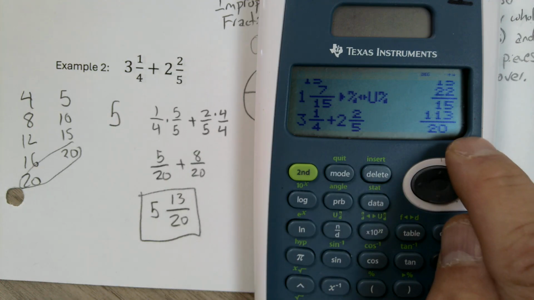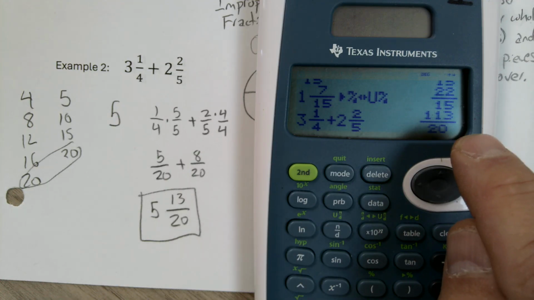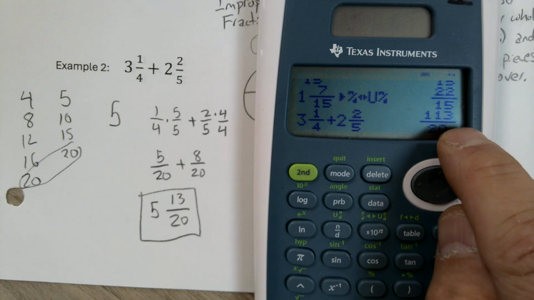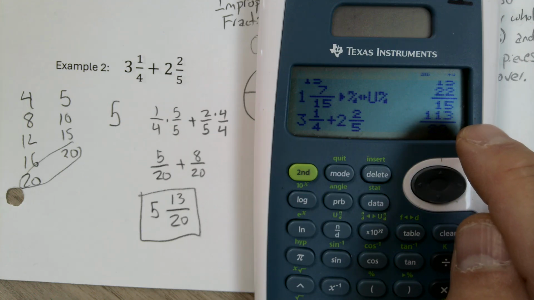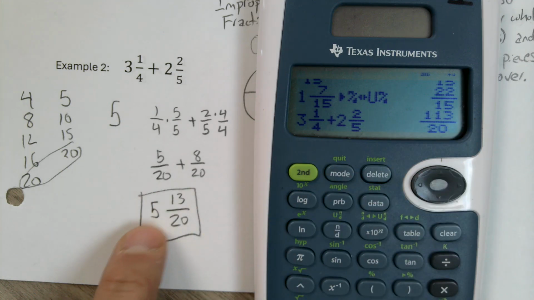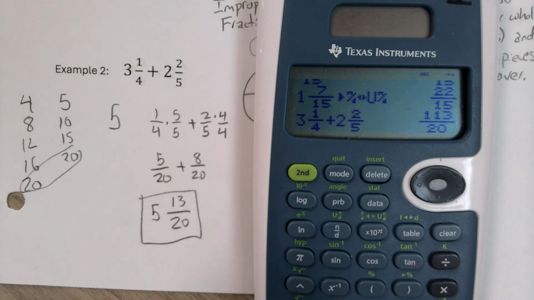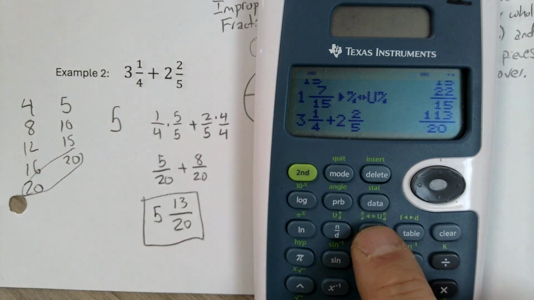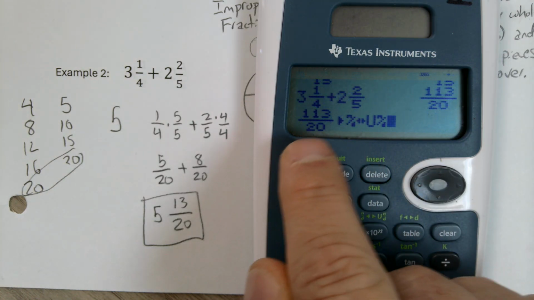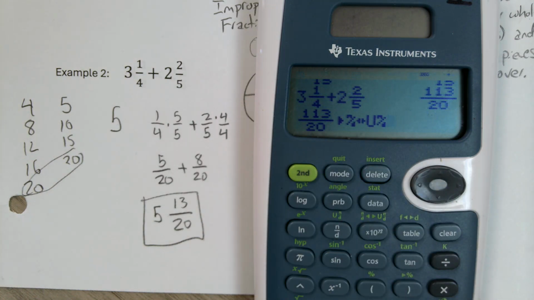So how many 20s would go in here? Well, 5. 5 times 20 is 100. So 100 of these slices would go to making 5 full pies with 13 left over. But we can do the conversion. Second, we hit this button again to get converting from mixed to improper to mixed, and there's our 5 3/20.